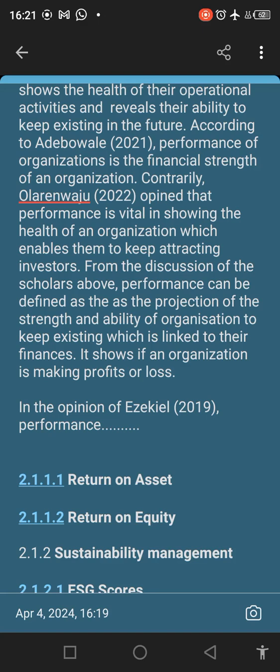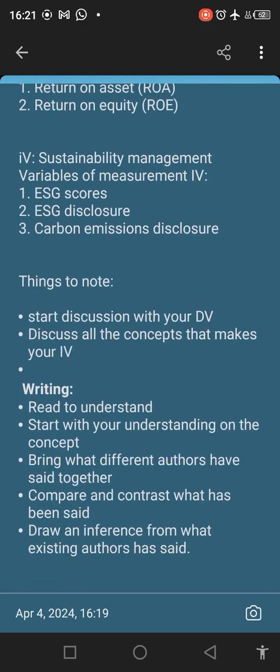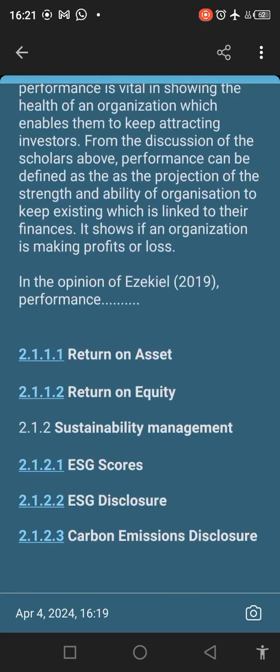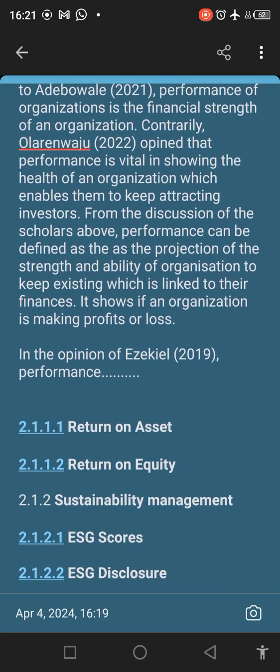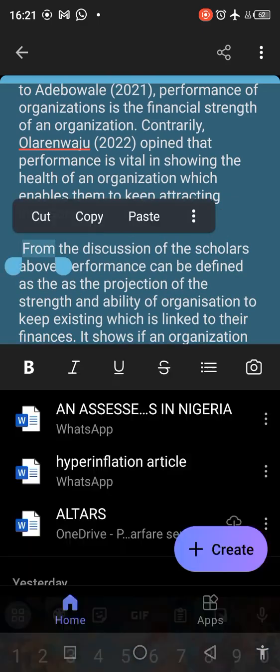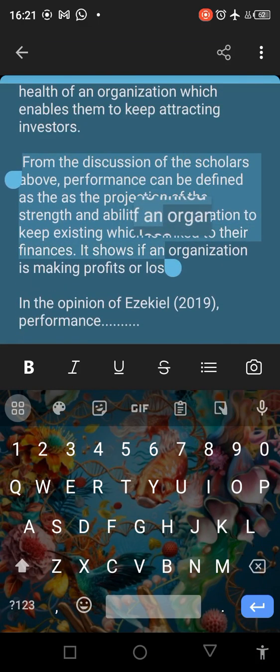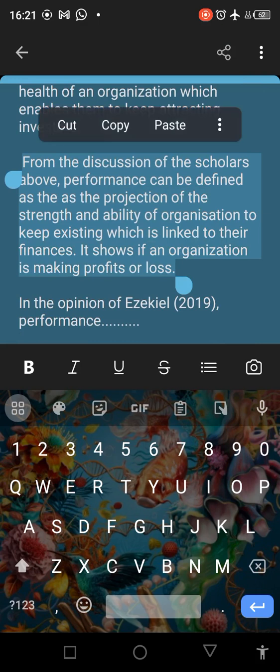We are still going to talk more about how to write, the rules to follow. Do you understand? Then what do we have here? Draw an inference from what existing authors have said. Yes, you draw an inference from what existing authors have said, as said earlier on. Now, this is for me trying to draw an inference. Inference is just trying to write out what you understand, and you are just trying to bring your own idea into what has already been said earlier on by other authors. What you understand and how it falls into what has been said.